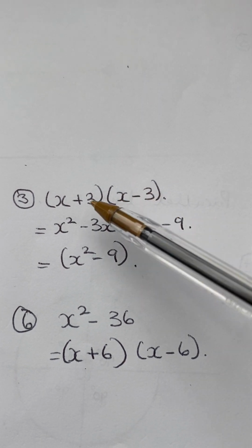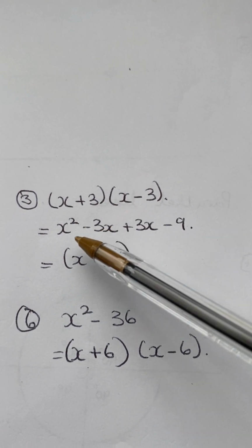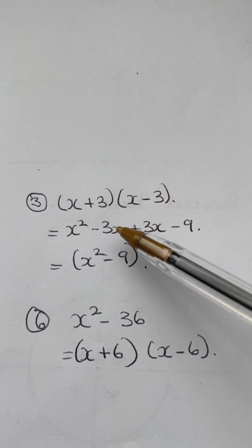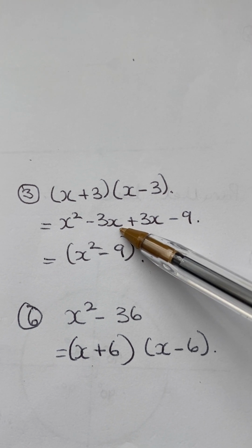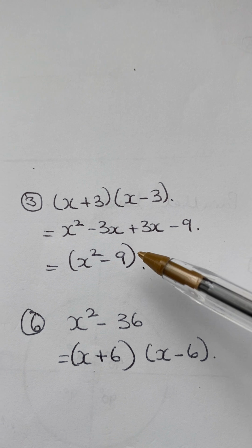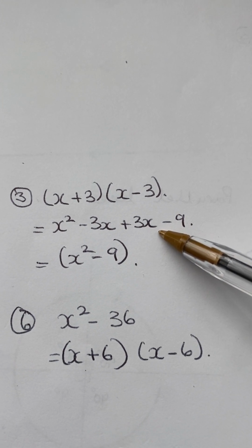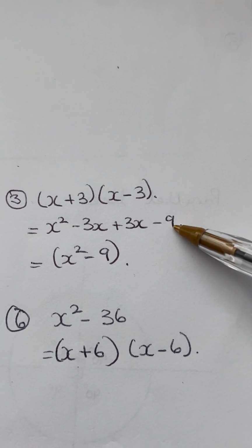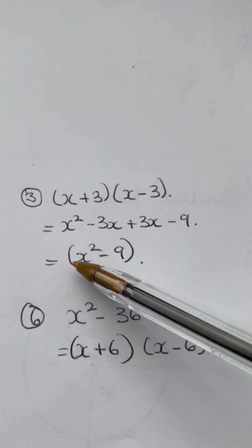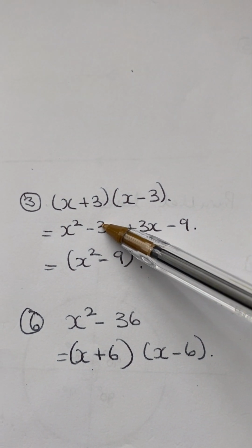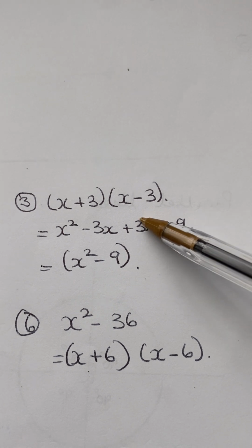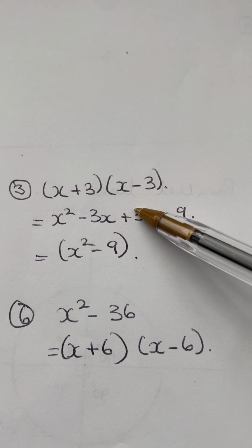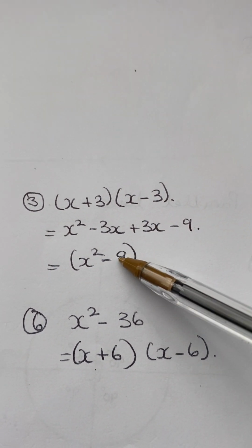So if we simplify, we have x times x is x squared. X times minus 3 is minus 3x. 3 times x is plus 3x. Plus 3 times minus 3 will be what? 9. So x squared minus 3x plus 3x is 0. Remember, work on negative integers. So x squared minus 9.